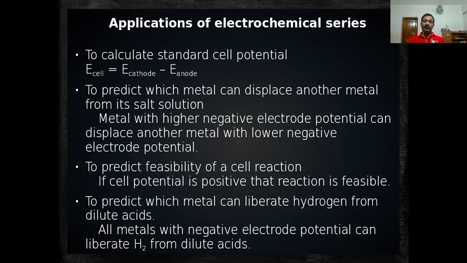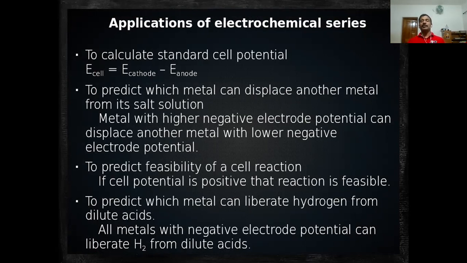Next, predict the feasibility of a cell reaction. Feasibility means whether the reaction is possible, whether it can produce electricity. Only if the cell potential is positive is that reaction feasible. That reaction is possible if the cell potential is positive.